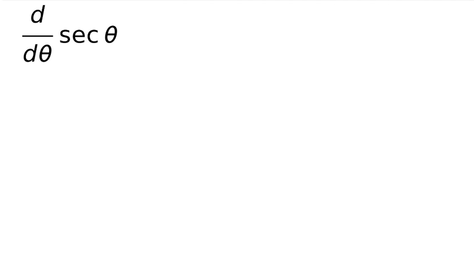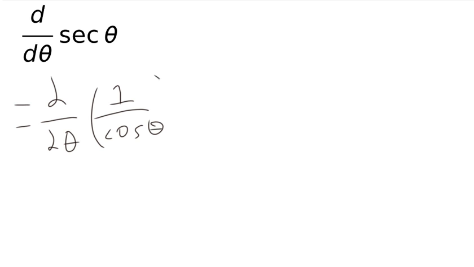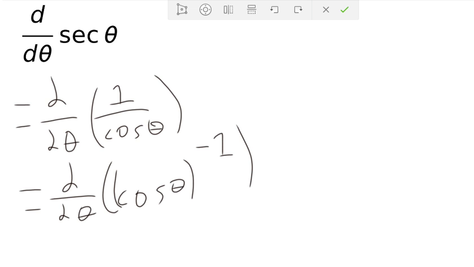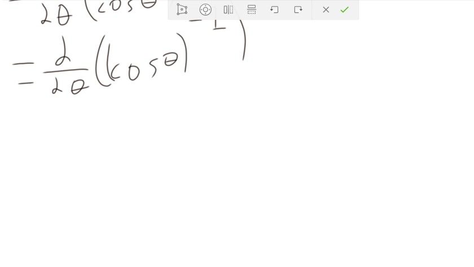We'll find the derivative of secant theta. To do this, we will have to look at secant theta for what it is, which is defined to be 1 over cosine theta. And 1 over cosine theta is like saying cosine theta raised to the negative first power. And this does not mean inverse of cosine theta. This means cosine theta raised to the negative first power.